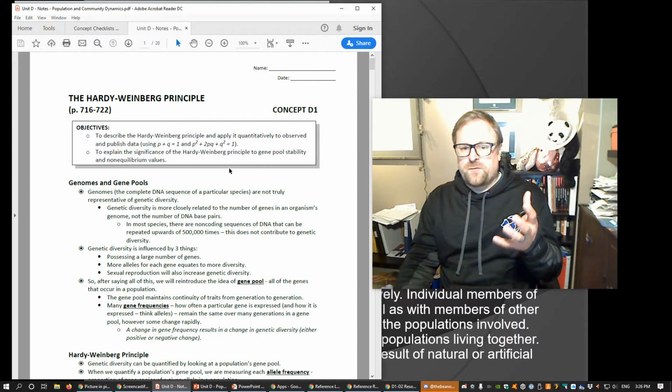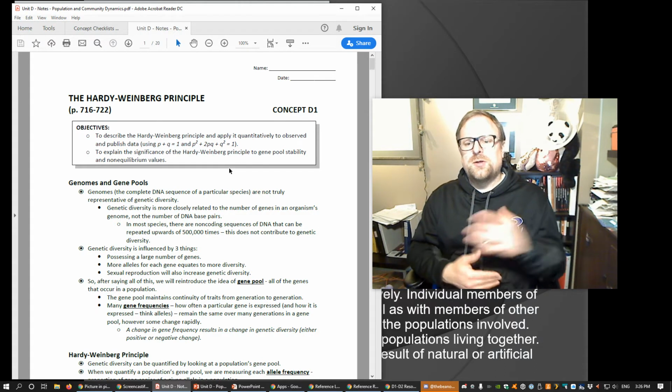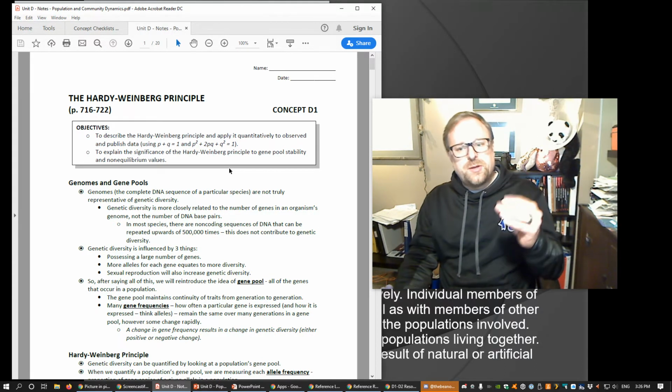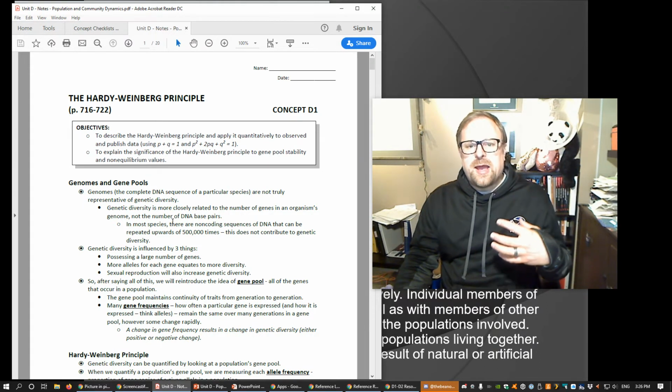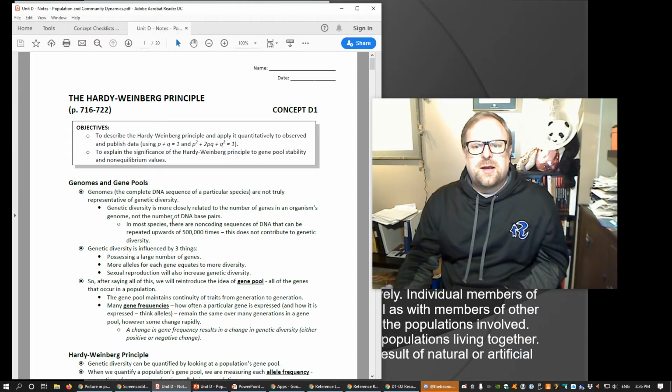So you should have grabbed the notes. If you haven't already, go onto the Google Classroom. Under Resources, Notes, and Worksheets, you'll find these notes here, and print them off or have them handy so that you can highlight and underline as necessary.